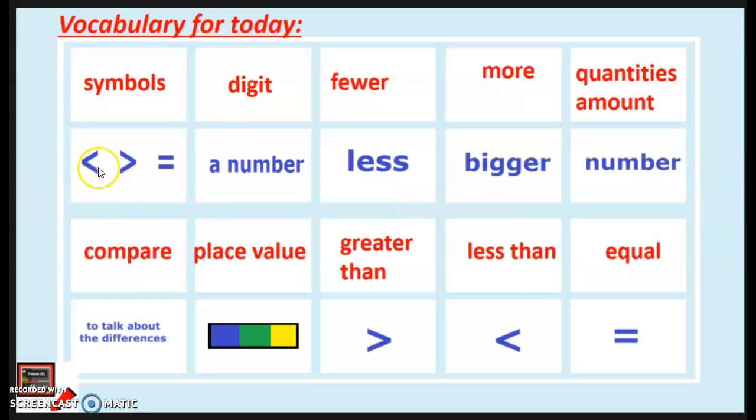Alright, so here we have our symbols, our greater than, less than, equal to symbols. We have a digit, which means a number. Fewer, which means less. More could be bigger. Quantities and amounts just means the number of something. Compare means to talk about the differences. We have a place value chart. We have greater than symbol, less than symbol, and then we have our equal to symbol.